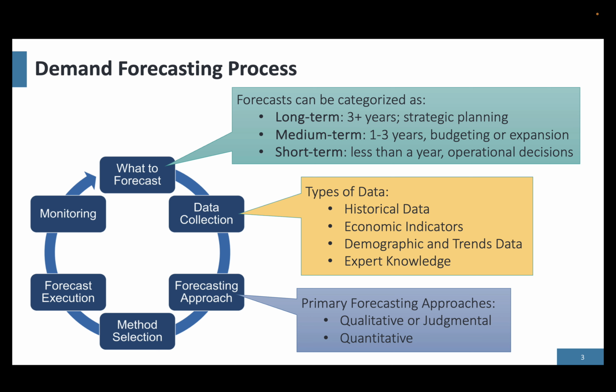Step 4 is method selection. So if you're going to choose a particular method, if you're doing qualitative, your choice depends on the nature and availability of the expertise. With quantitative forecasting, you'll choose a method that best fits the historical data and can accurately predict past demand patterns.